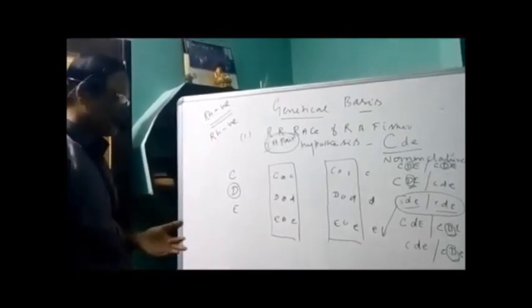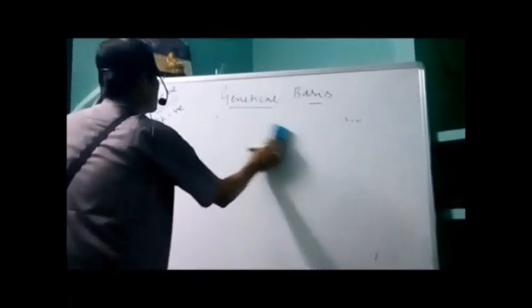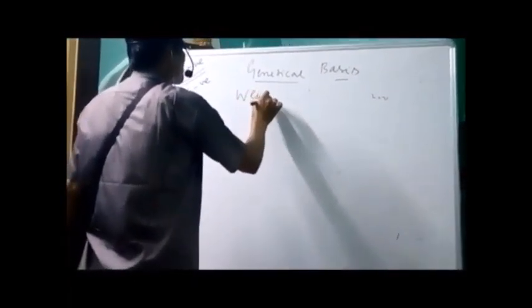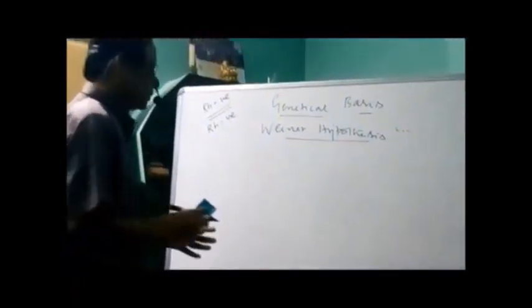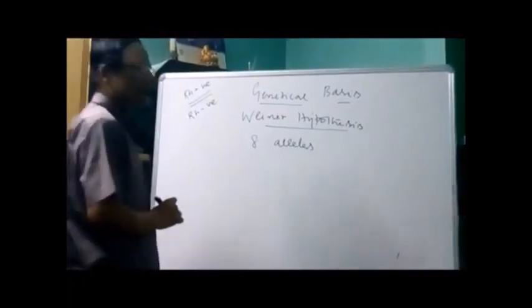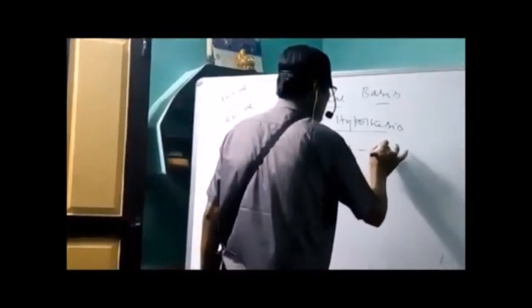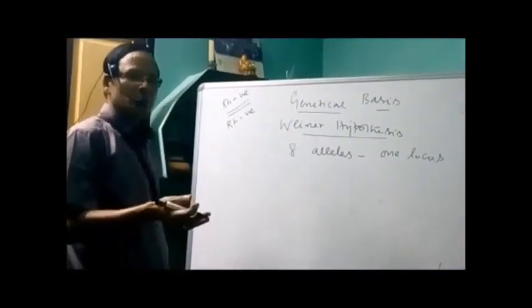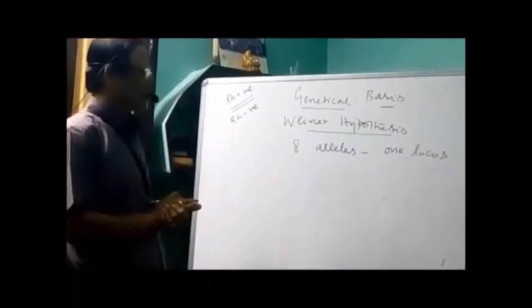Now another genetical basis was proposed by Alexander Wiener. That is called the Wiener hypothesis. According to the Wiener hypothesis, there are 8 alleles, whereas in the Race and Fisher hypothesis we have 3 pairs of alleles located in 3 different loci, closely linked in chromosome pair 1. But in the Wiener hypothesis, all 8 alleles are located in one locus, the same locus, not different loci.